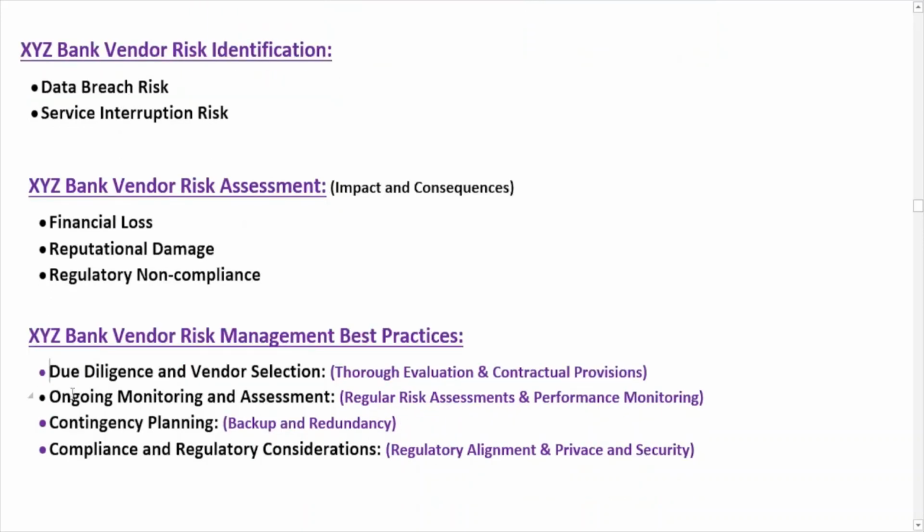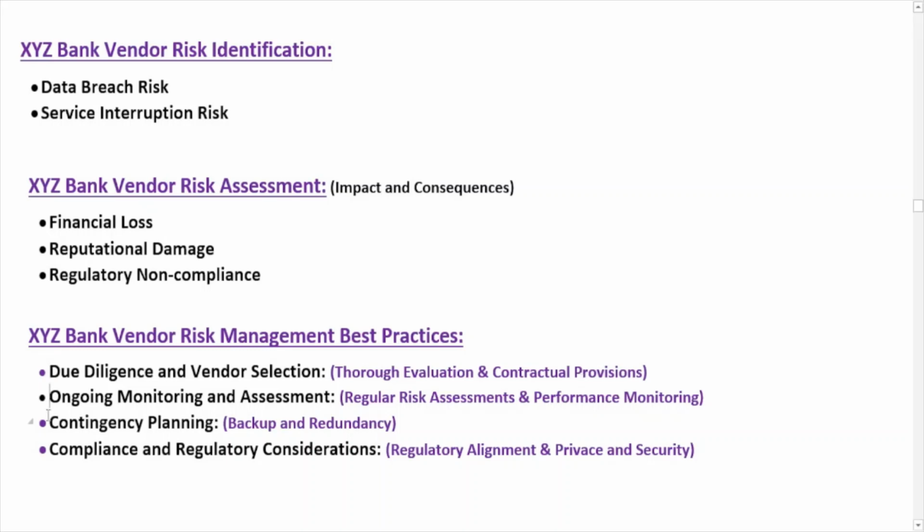So at number one, we have due diligence and vendor selection. In this step, what XYZ bank does is perform a thorough evaluation, in which they conduct a comprehensive assessment of potential vendors, including their financial stability, track records, security practices, and most importantly regulatory compliance. They also need to improve contractual provisions by establishing clear expectations, service level agreements, security requirements, and provisions for termination and transition in vendor contracts as well.